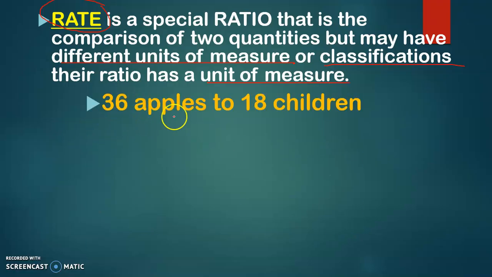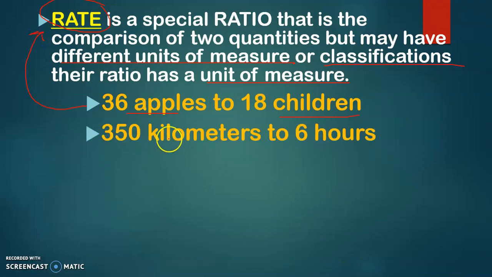Sample, 36 apples to 18 children. Okay. Itong ratio na to ay isang rate dahil ang pinagkukumpara ay apples at saka children. Magkaiba ng classification. That is why this kind of special ratio is called rate. Yan. Another example, 350 kilometers compared to 6 hours. Kung makikita ninyo, magkaiba ng unit yan. Kilometers, unit of distance, and then hours, unit of time. Kung kaya naman, itong special ratio na to, ang tawag natin dyan ay rate.